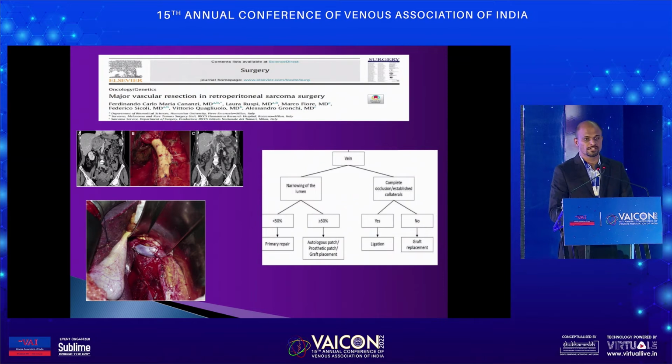When it comes to IVC reconstruction, no clear-cut guidelines exist. The Transatlantic Australasian Retroperitoneal Sarcoma Working Group last year came up with some basic guidelines for IVC reconstruction. It basically says for the vein, if there is narrowing that is less than 50%, primary repair; more than 50%, patch repair. If there is collateral or complete occlusion, either you can ligate where it is located or you can reconstruct with graft or other options.